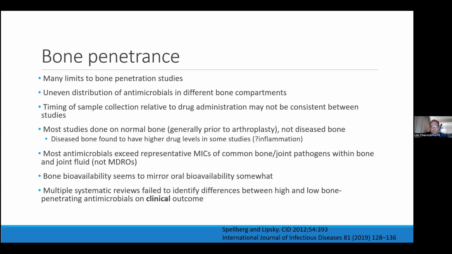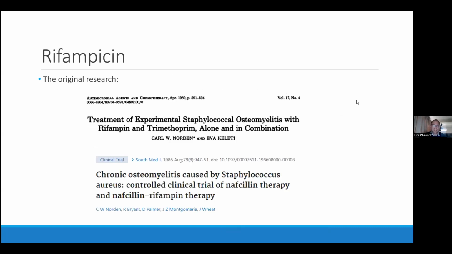Interestingly, as mentioned, bone bioavailability seems to mirror oral bioavailability, and there are a number of systematic reviews which actually failed to identify any clinical difference in outcome between high and low bone penetrating antimicrobials. So there is really a question of whether this has clinical relevance, albeit very interesting.